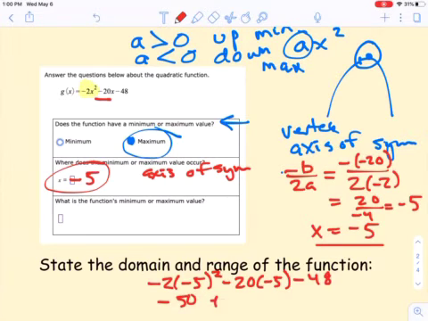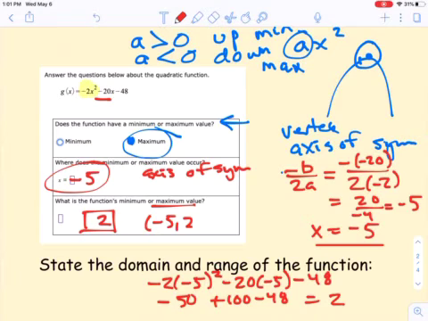And then you get positive 100, and then minus 48. So you've got negative 50 and negative 48, which is negative 98 and positive 200. So your point is 2. So the function's maximum value is 2, is what you would write. And if they were asking for a point, it would be the point negative 5, 2, because it's on that axis of symmetry.